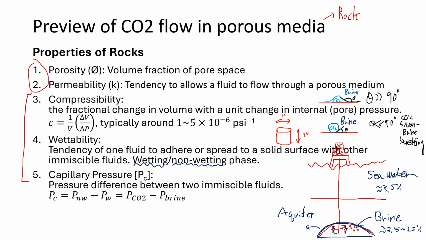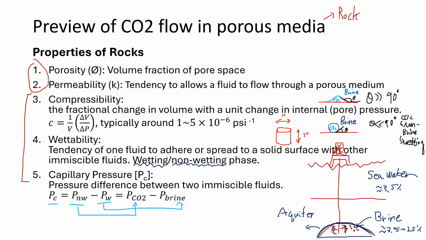pressure than the brine. So this capillary pressure is defined as the non-wetting phase pressure minus the wetting phase pressure. And typically, the non-wetting phase is going to be the CO2, and the wetting phase is going to be the brine. So in the same location, CO2 will have a slightly higher pressure than the brine, and this will create a very unique behavior or phenomenon that we will review in the next class.